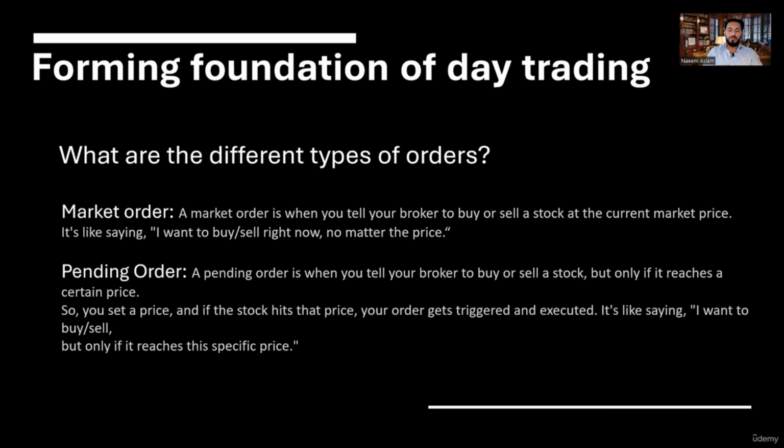What are the different types of orders? There are 2 different types of orders when it comes to trading. Number 1, as you can see over here, is what we call a market order. Okay? This one is called a market order. And then the other type over here is called a pending order.